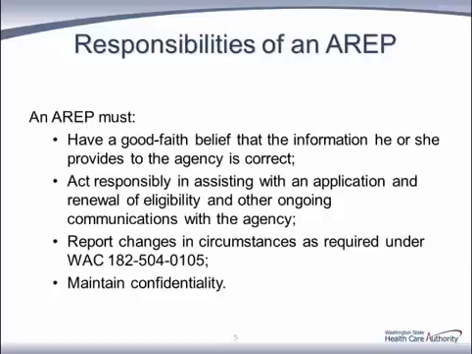An AREP must act responsibly in all matters. Intentionally underreporting income to qualify for insurance coverage is insurance fraud and may result in severe penalties. An AREP is expected to ensure that changes are reported timely and accurately as required. If an AREP is an organization, the organization must adhere to all relevant state and federal laws concerning conflicts of interest and confidentiality of information.